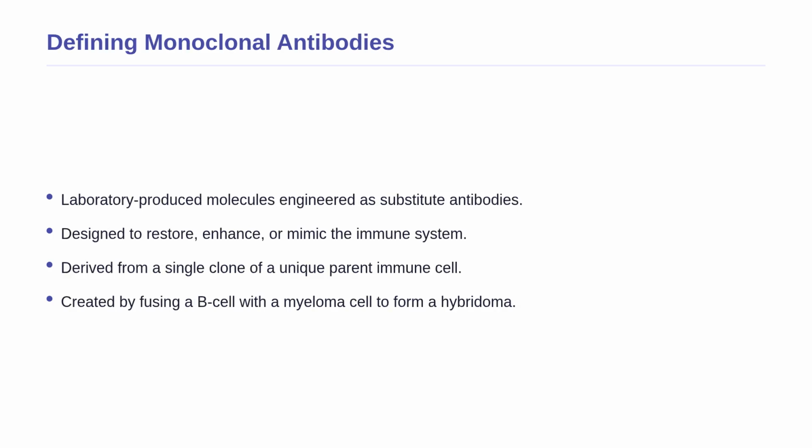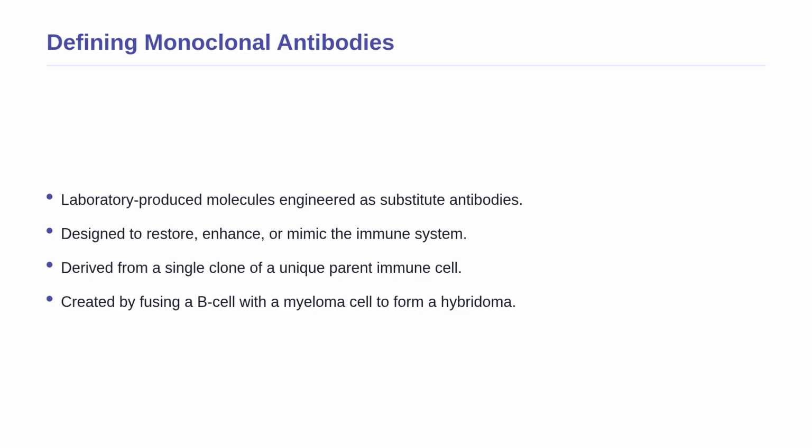Now that we have a mental picture, let us define what these are scientifically. Monoclonal antibodies, often abbreviated as MABs, are laboratory-produced molecules. They are engineered to serve as substitute antibodies that can restore, enhance, or mimic your immune system's natural attack on specific cells. The word monoclonal is key here.